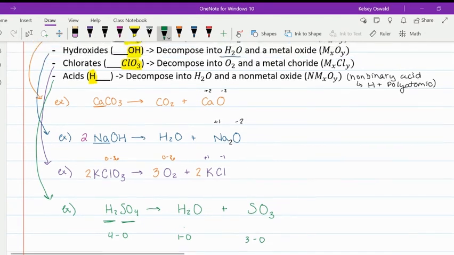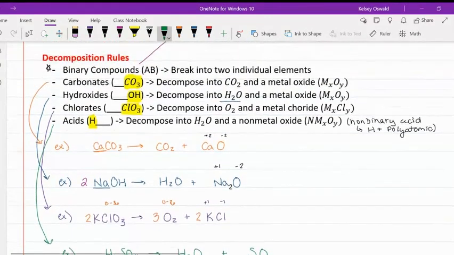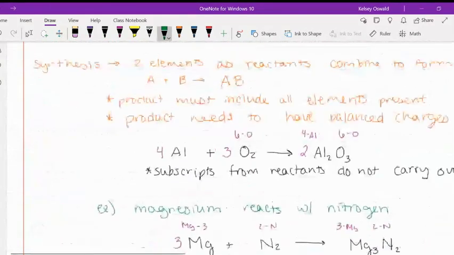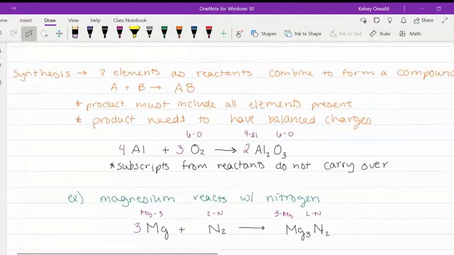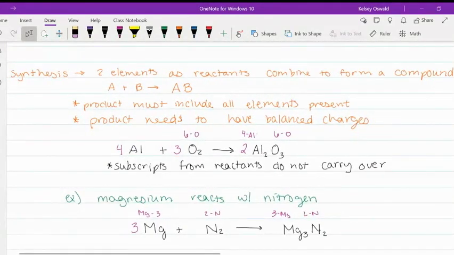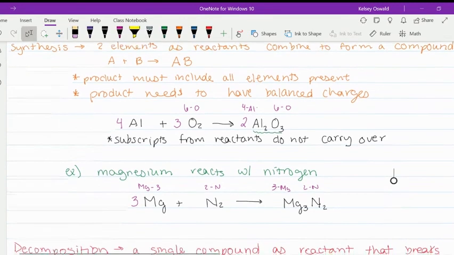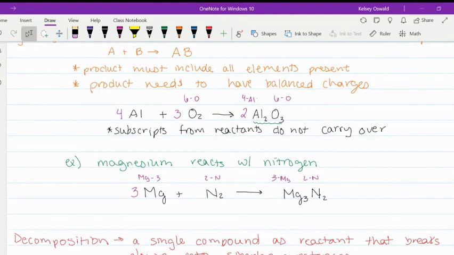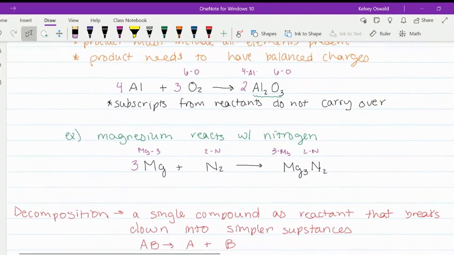All right. So there are our synthesis and decomposition reactions. As a reminder, synthesis, this is when we have 2 elements combining to form 1 compound. Okay, so we'll recognize this when we have 2 individual elements as our reactants. And then when we write the formula for a compound, we need to look at those individual charges. Okay, so like in this formula, aluminum was +3, oxygen was -2. We needed to balance those charges in order to get the formula for our product. Okay. And the big thing there is subscripts do not carry over. Okay, so we need to look at those charges.